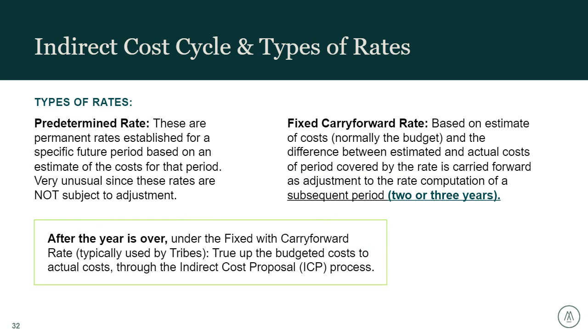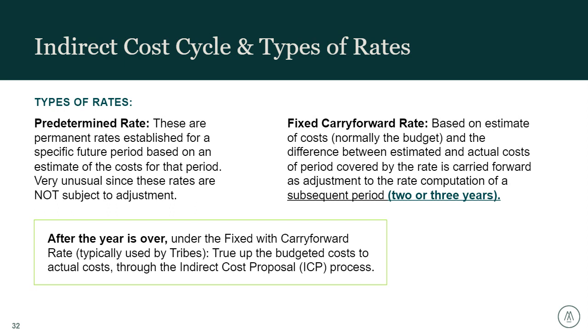Predetermined indirect cost rates are permanent rates that are established for a specific future period, and they are based on an estimate of the cost for that period. Except under very unusual circumstances, this type of rate is not subject to adjustment. Predetermined rates are established when there is reasonable assurance, based on experience and a reliable estimate of the organization's cost, that the predetermined rate will approximate the organization's actual rate.